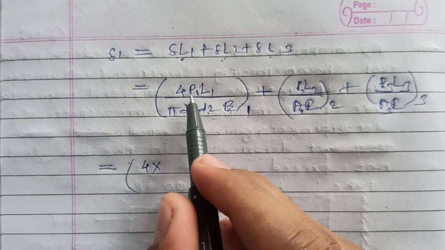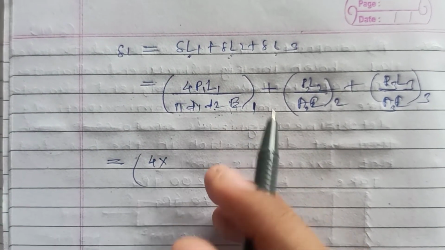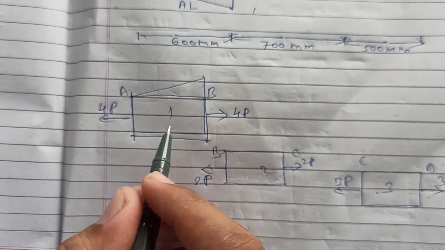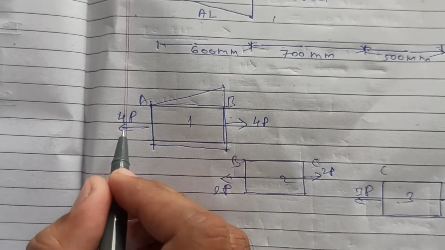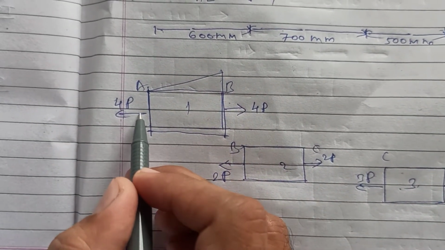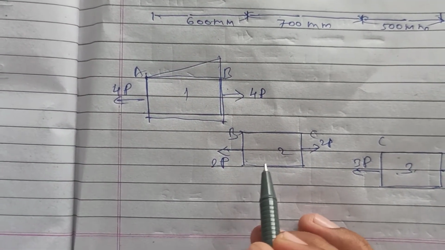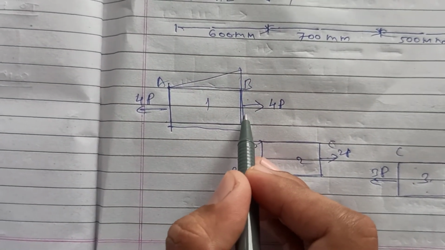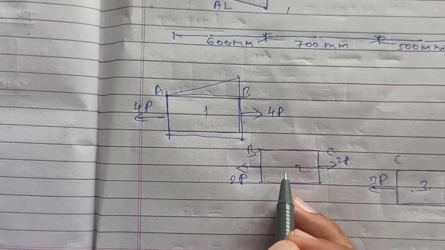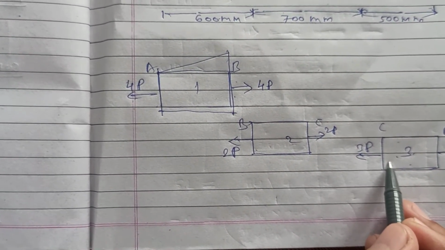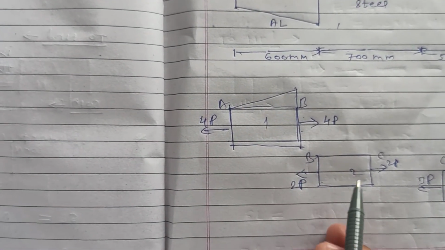So 4 into what is the value of P1? Consider this diagram. This is P1, this is P2, this is P3. Value of P1 is 4P, value of P2 is twice P, and value of P3 is thrice P. But this is tensile, so it is positive. This is tensile, it is positive. This is tensile, it is also positive. So put all these values in the given formula.